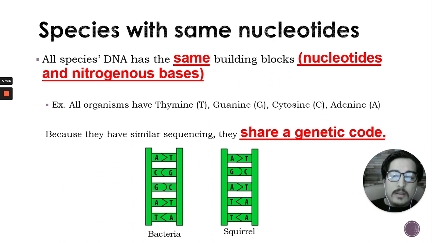Okay, so now that you copied it, we're going to really quickly talk about this. Species with the same nucleotides, that's the title, right? All species' DNA has the same building blocks. Like I mentioned, we all have nucleotides. We all have nitrogen bases. As a matter of fact, we all have the same bases. It says here, example: all organisms have thymine, guanine, cytosine, and adenine.